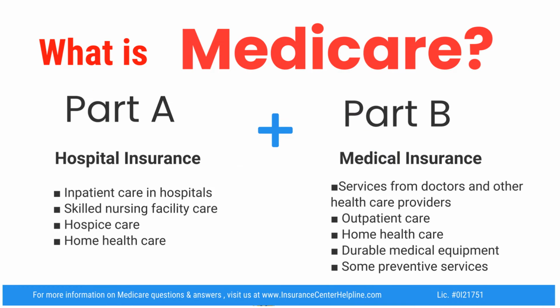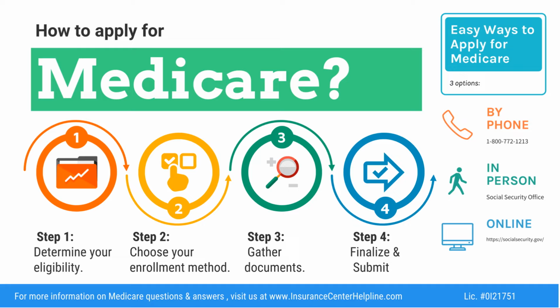Step number 1 is to determine your eligibility. And as I mentioned in our previous video, Medicare is available to individuals aged 65 and older, as well as those with certain disabilities and those with end-stage renal disease. Make sure you meet the eligibility criteria before proceeding.